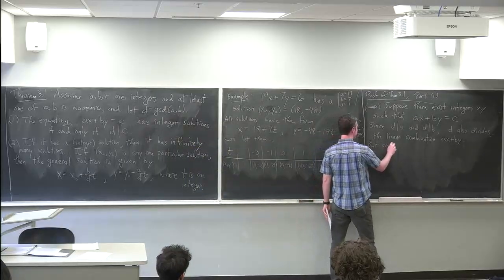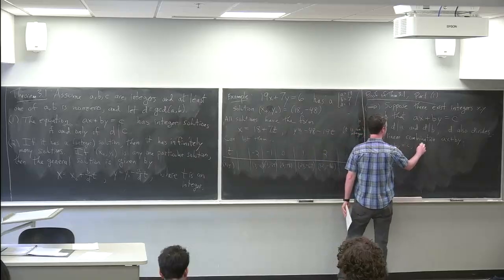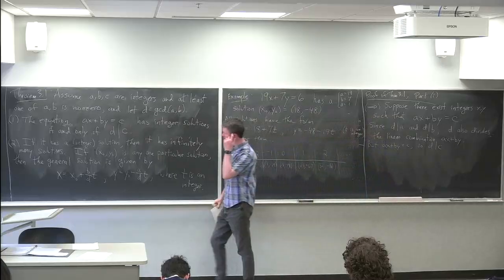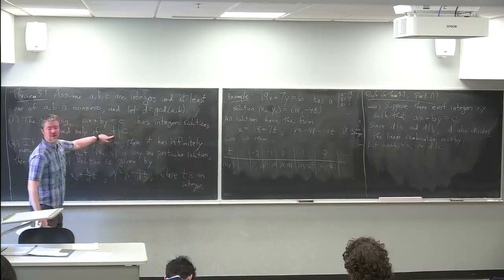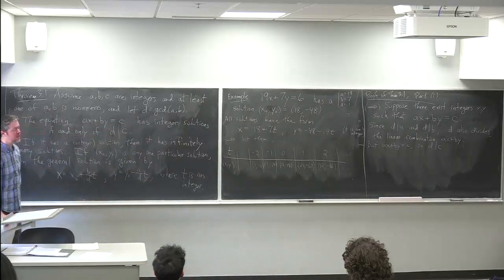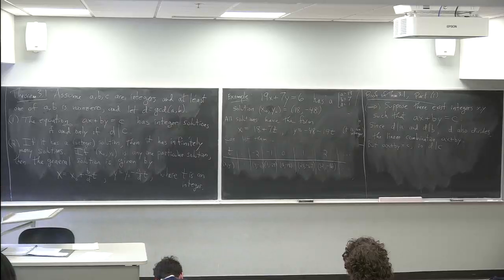Right, so AX plus BY is C. So that establishes that D divides C, which is what is on the other side of the if and only if. Right, so we prove that this assertion implies that assertion. Now we have to do the reverse.